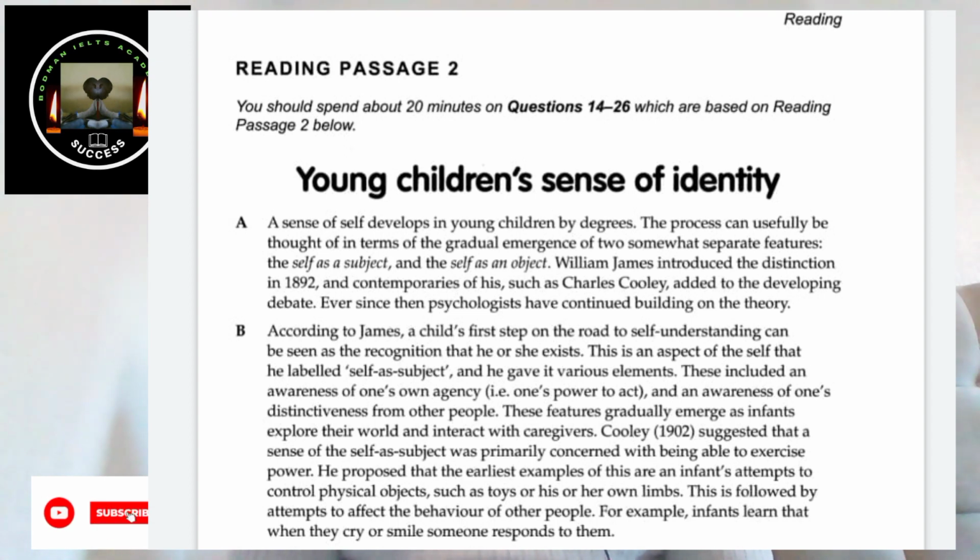This is followed by attempts to affect the behavior of other people. For example, infants learn that when they cry or smile, someone responds to them. So that is what Cooley is saying. If you read further, another powerful source of information for infants about the value they can have on the world is provided when others mimic them. Many parents, I don't think that is talking about Cooley again.